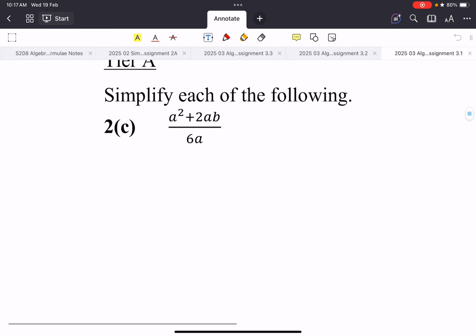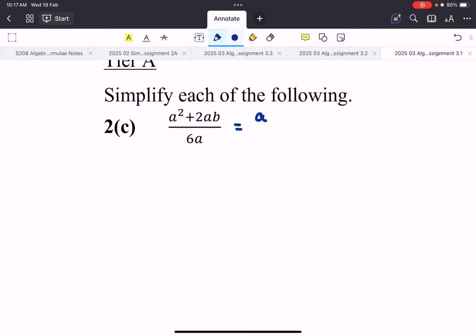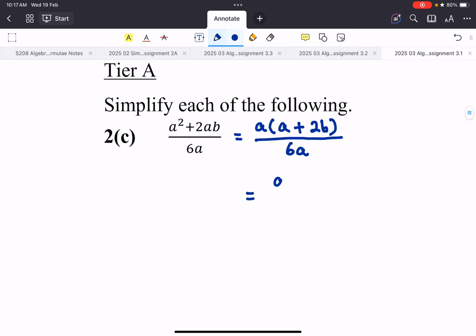So the first question, let me change the pen color to blue. We look at the numerator. Well, it's not single term, so we can factorize that. When we factorize the numerator, we extract out a, so we have a plus 2b. The denominator is already a single term, so we leave it alone. When we observe this, we realize that there's an a in the numerator and an a in the denominator, so that will reduce to 1. We do not need to include them in our final answer. So there we go, a plus 2b over 6.